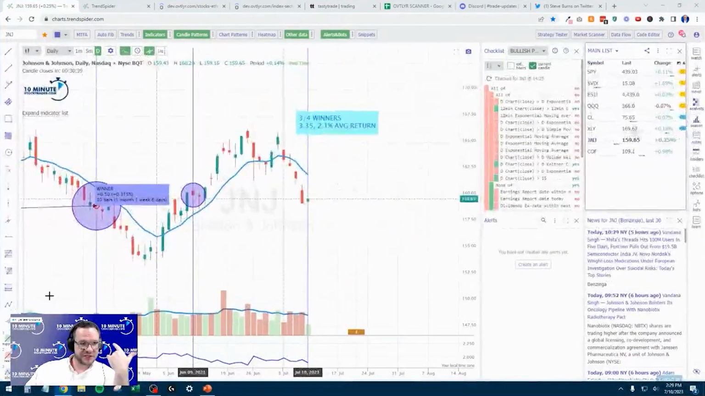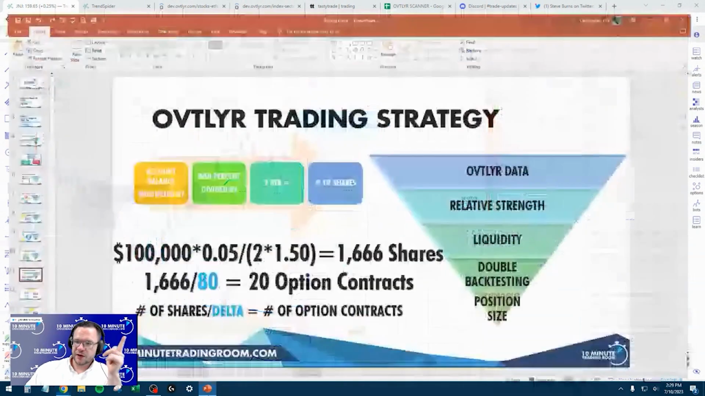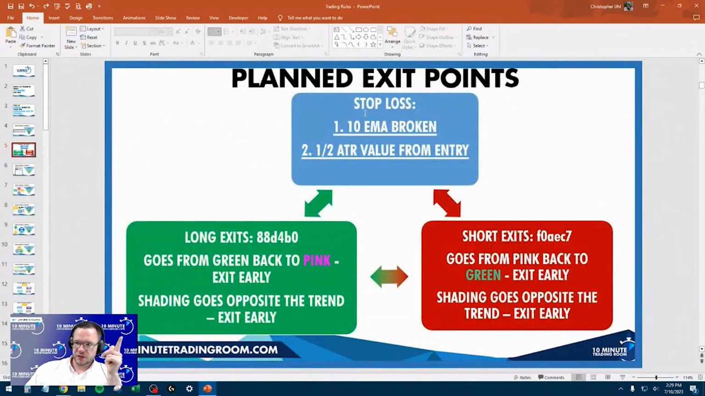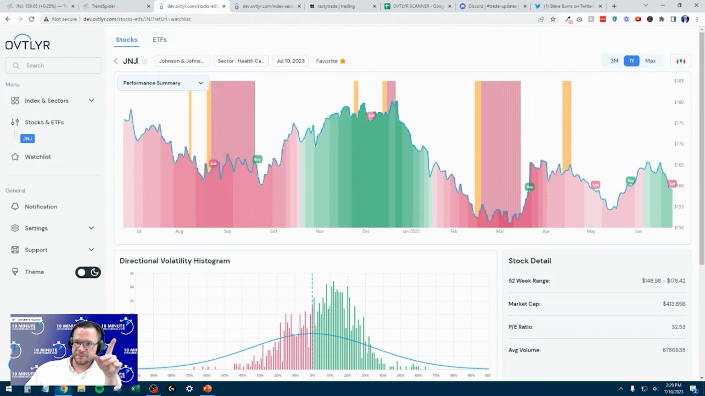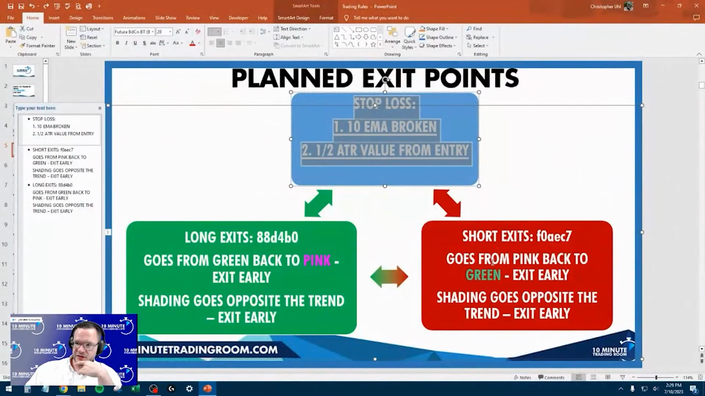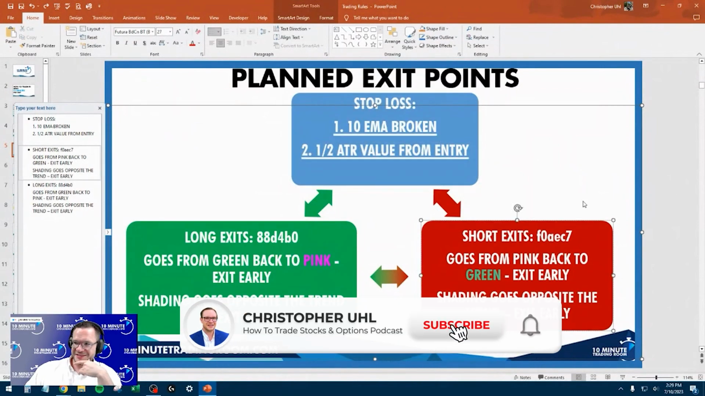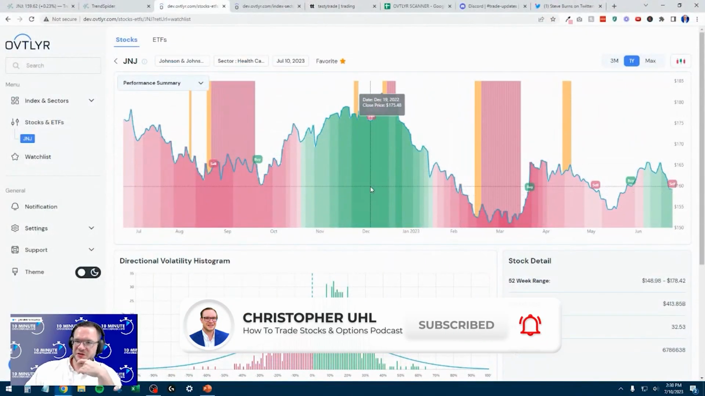So the plan with J&J is if it hits the 10 EMA, which Jorn, I'll be able to start updating you on the planned exit points like we used to do. And that will be either stop loss or planned exit points. Those will be easy to do each day. The outlier exit points, they come when it's this shade of pink right here. That's the exit point that I've been using, which for those of you playing at home is actually this shade of pink, and that is F0AEC7. But the point is, taking those trades off while we got them.